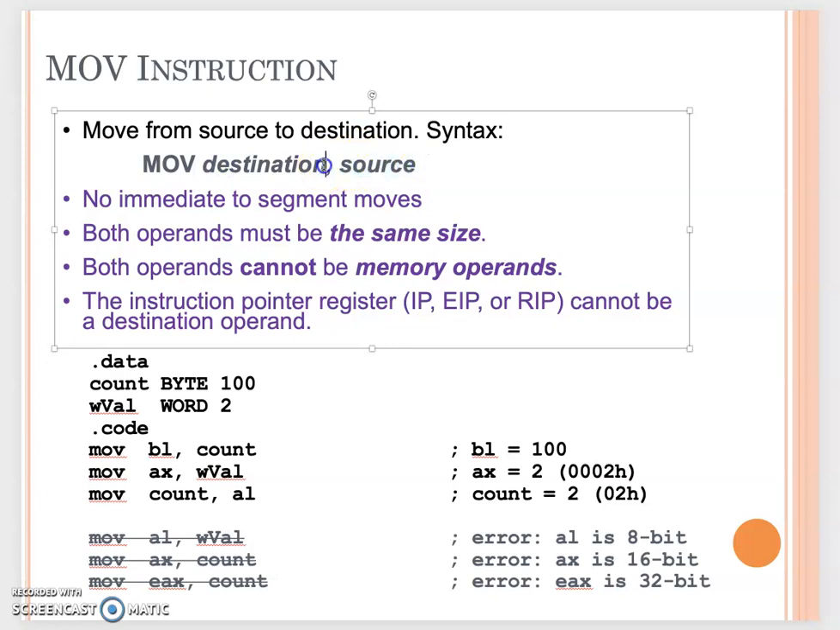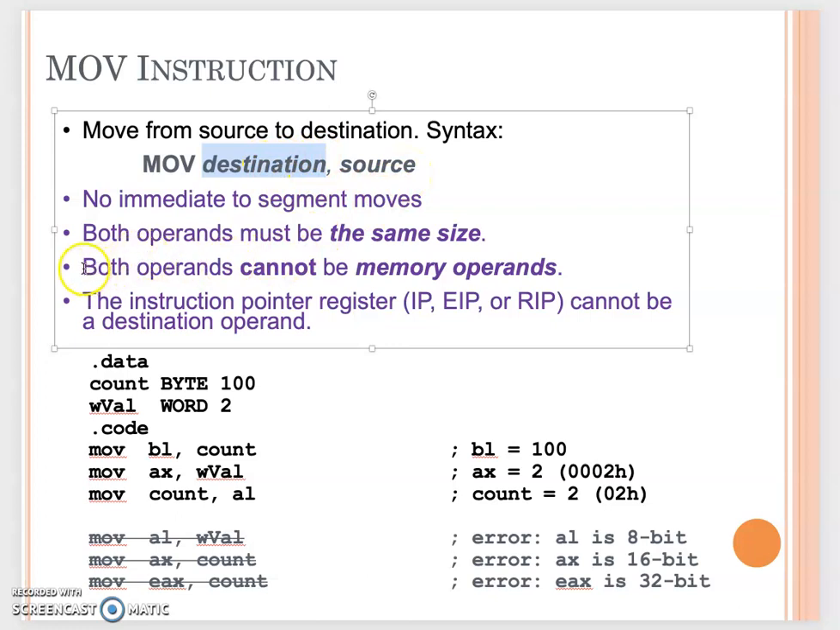But if you want to move AX to EBX, then they are 2 byte moving to 4 byte. It's not possible. When you have your destination operand and the source operand, they both need to be the same size. They can be byte and byte, word and word, or DWORD and DWORD, but they cannot be different sizes.